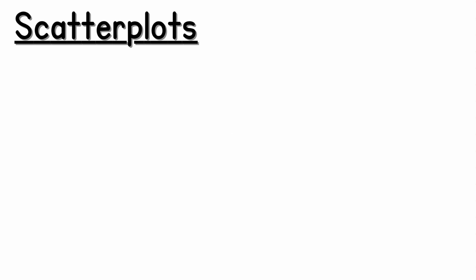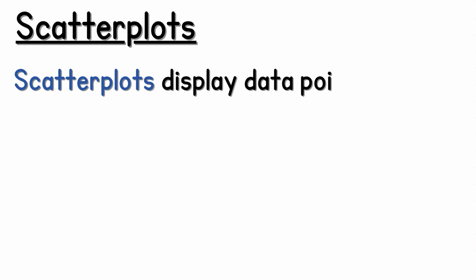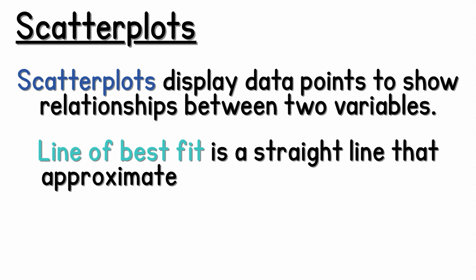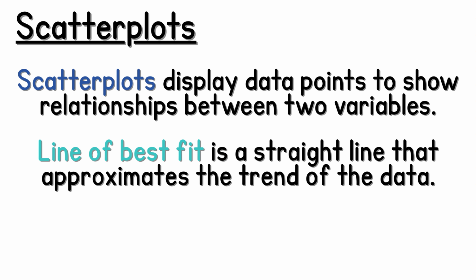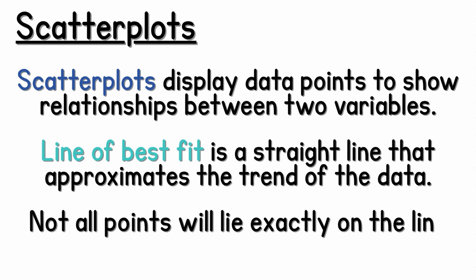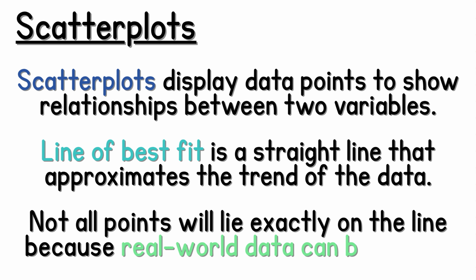Now let's look at scatter plots. Scatter plots display data points to show relationships between two variables. The line of best fit is a straight line that approximates the trend of the data. Not all points will lie exactly on the line though, because real-world data can be messy. So let's look at some scatter plots.